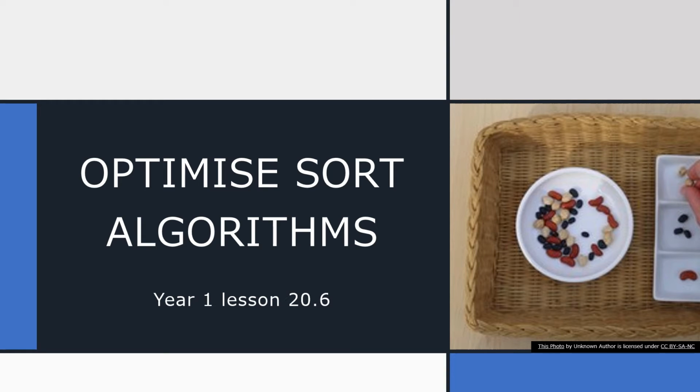Welcome back. This is the final lesson in our series of lessons on the bubble sort and the insertion sort. In this short lesson, we'll look at the ways that we can make small changes to the sort algorithms to make them go faster.